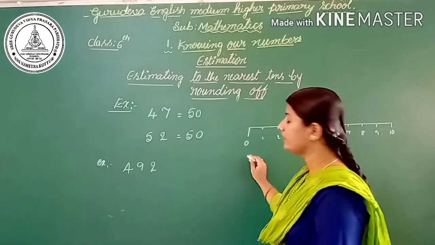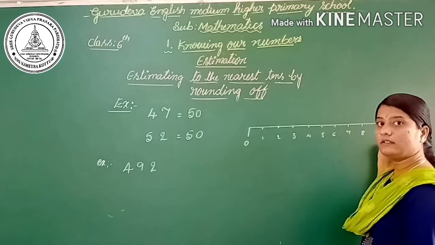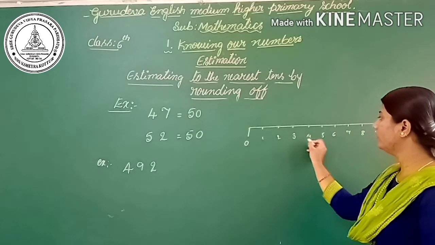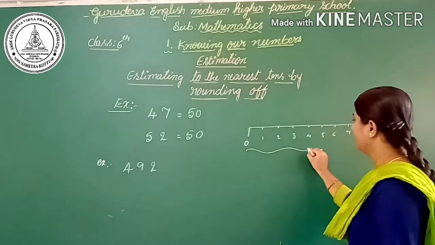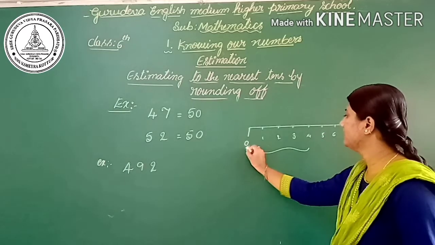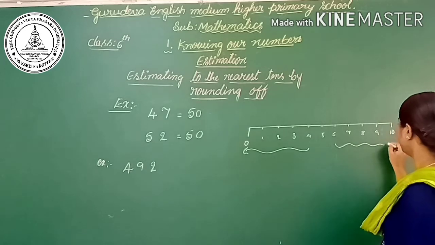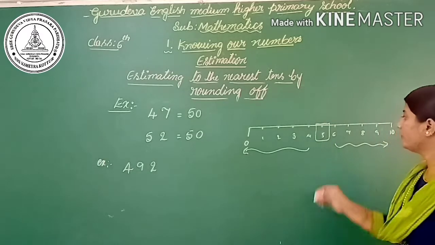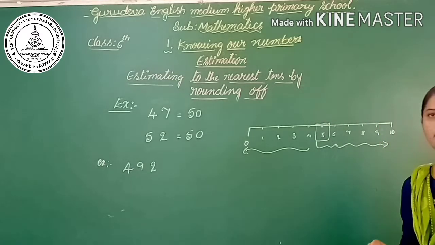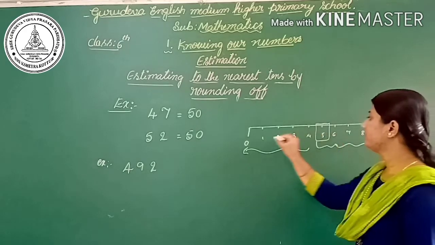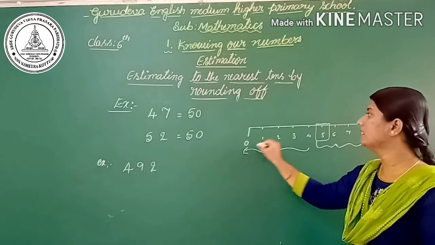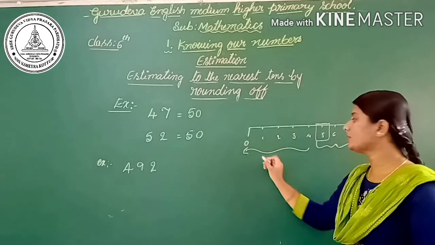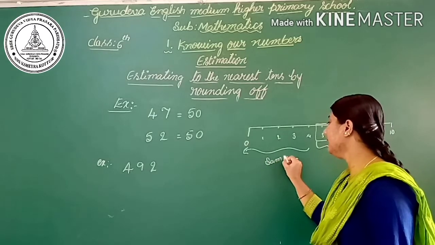Okay. The next example is 492. So here I have taken 0 to 10 in number on the number line. Observe here, 1, 2, 3, 4 are near to 0. Then 5, 6, 7, 8, 9 are near to 10. So here 5 is at the equidistance, so we have to take it near to the next ten. If the digit in the ones place is 4, 3, 2, 1 or 0, we have to write the same number at the tens place.